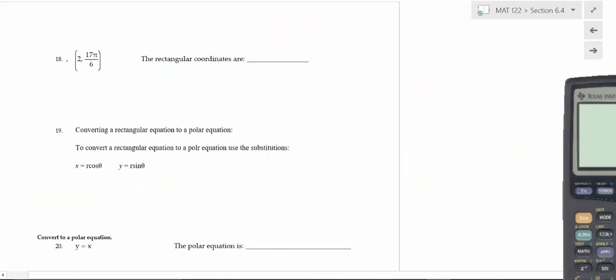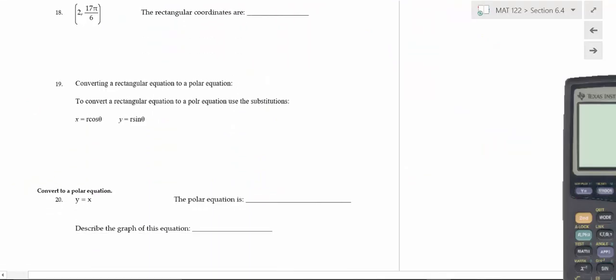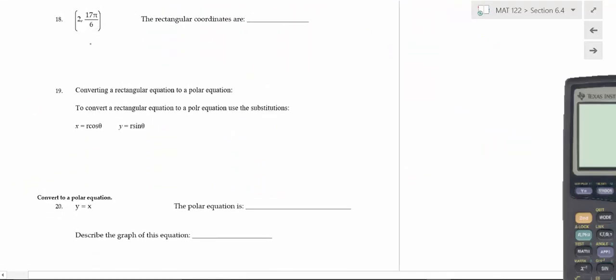Okay, next problem. You can start this way if you want to. You could just say x equals r cosine theta. So that's going to be x equals 2 times the cosine of 17 pi over 6, and we need to work that out. And then we can do y. Y is going to be r sine theta, so y is going to be equal to 2 sine of 17 pi over 6, like that. We need to work that out and figure out where that is.